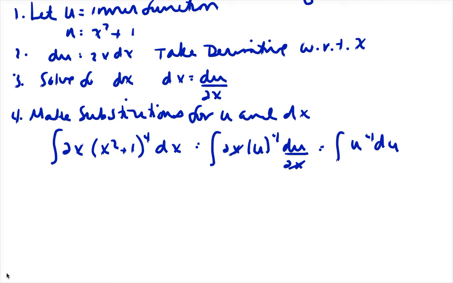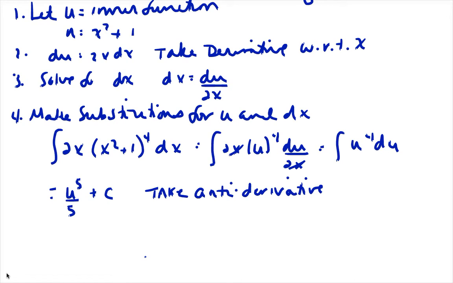So applying the power rule, that integral evaluates to u to the fifth over 5, plus a constant. So basically, you're just taking the antiderivative. And then we're going to substitute back for u.